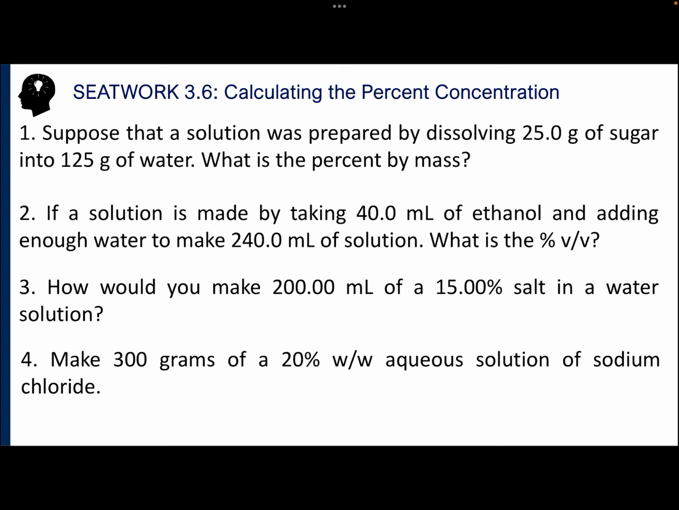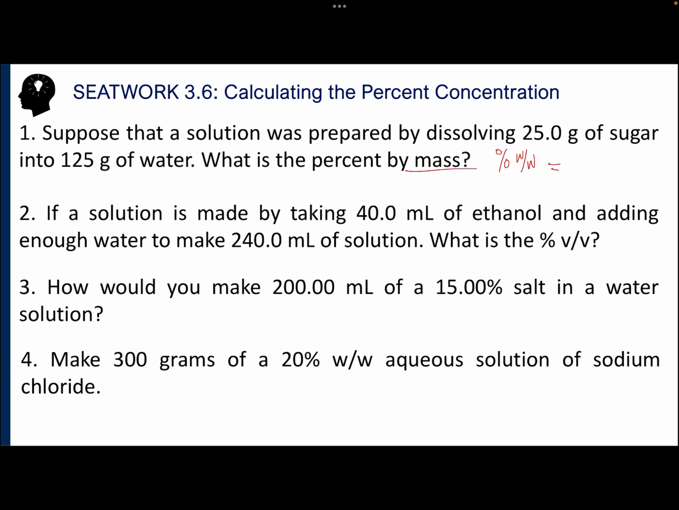So for this one, let us have a seat work. For number 1, suppose that a solution was prepared by dissolving 25 grams of sugar into 125 grams of water. What is the percent by mass? So, percent weight over weight, because this is by mass.